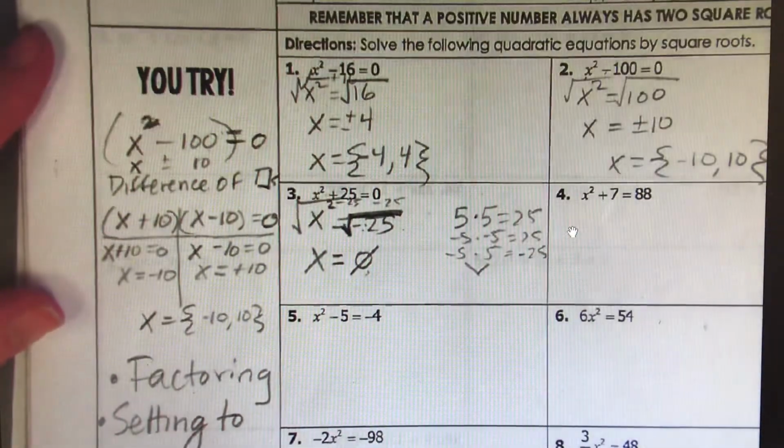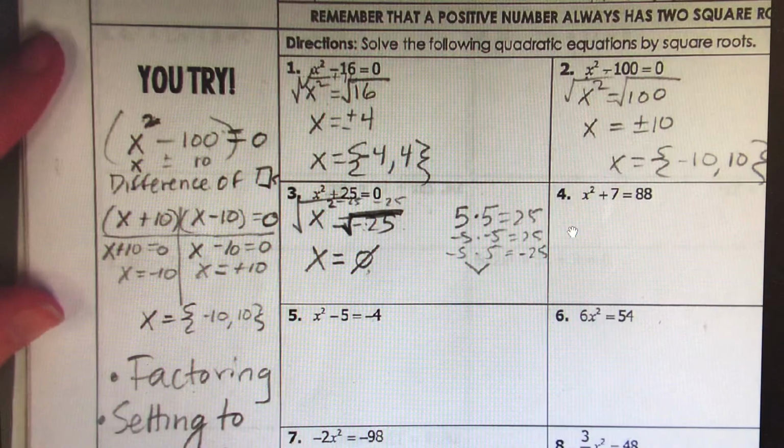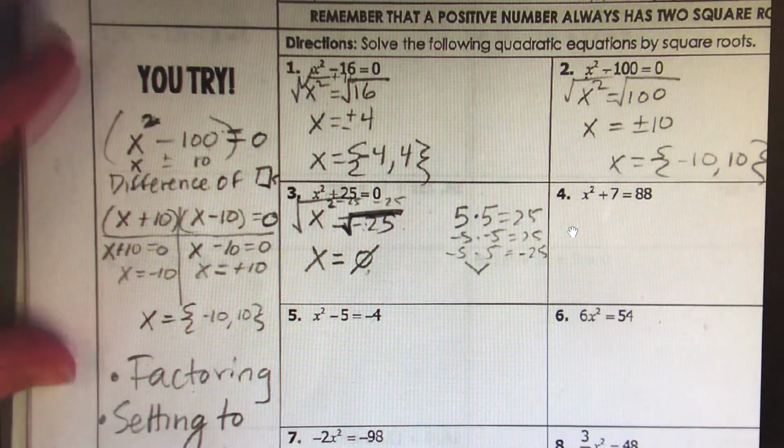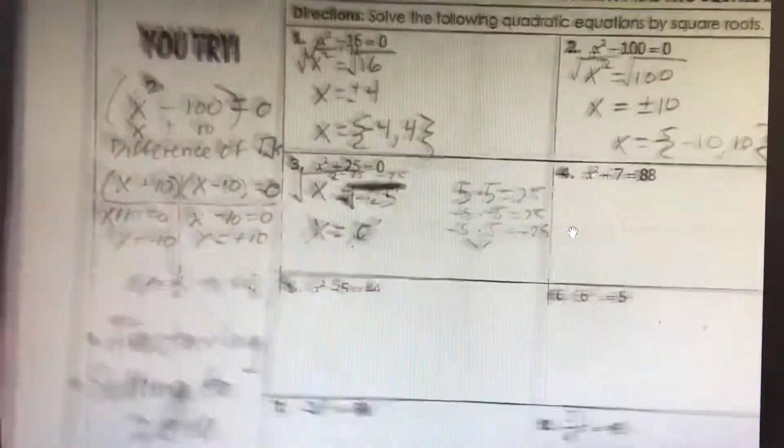And this should sound familiar to what we did with the discriminant. If you plugged some values into that b squared minus 4ac, and you end up with a negative number as a discriminant, there is no solution. So this is similar.